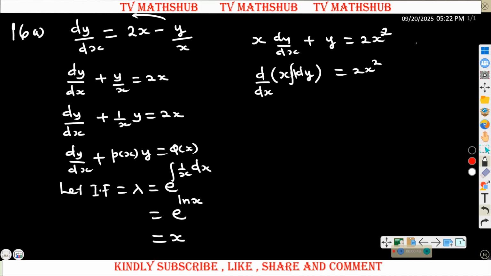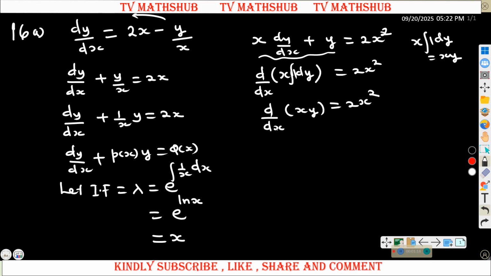Your main function can be obtained by taking your integrating factor, then integrating the function of y that is here, and there it is only 1, so dy. This will give you xy. So that is how we can easily get the main function. Our main function xy, when you differentiate it, you will get the left hand side, x dy/dx + y, and this is equal to 2x squared. From here you can integrate on both sides.